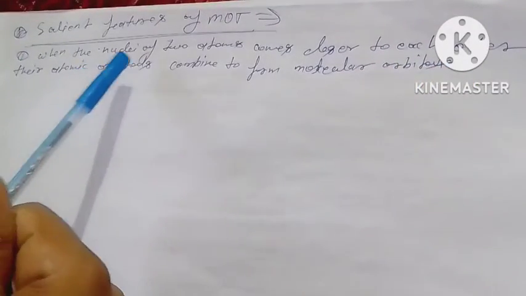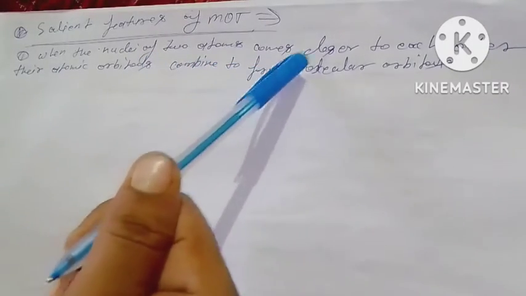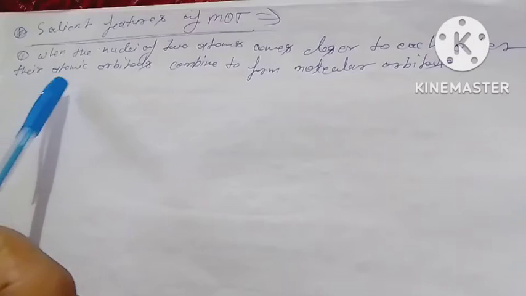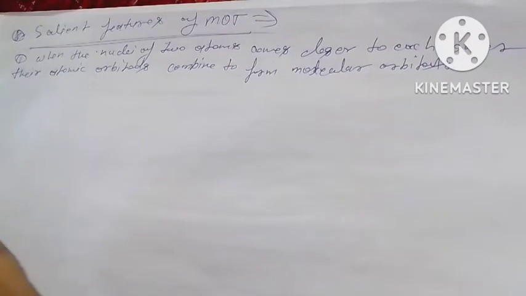When the nuclei of two atoms come closer to each other, their atomic orbitals combine to form molecular orbitals.